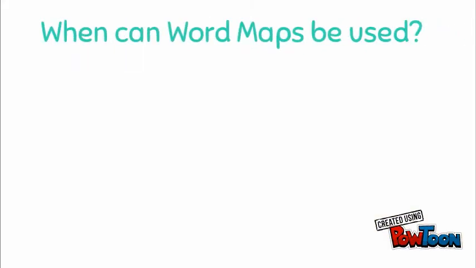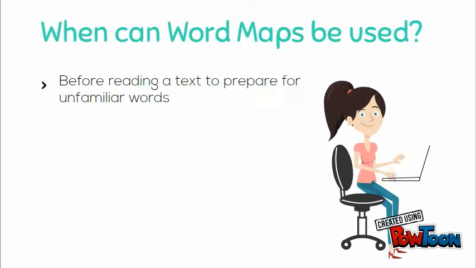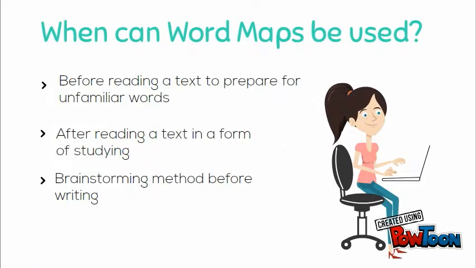When can word maps be used? They can be used before reading a text to prepare for unfamiliar words, after reading a text in a form of studying, or as a brainstorming method before beginning writing.